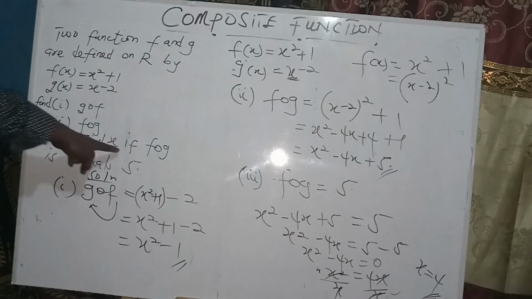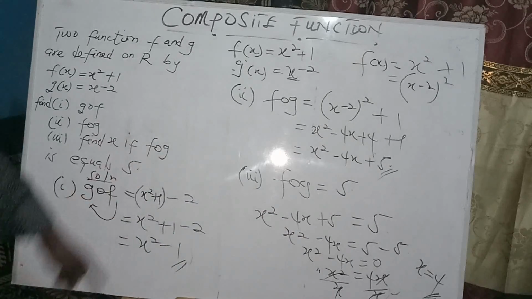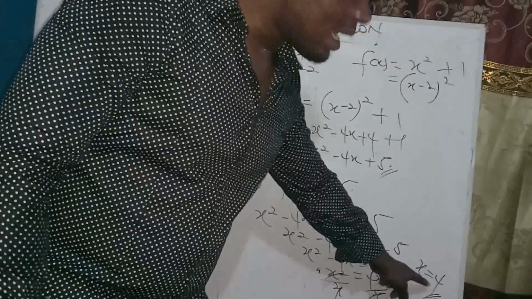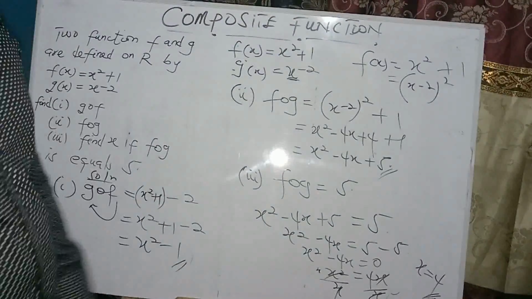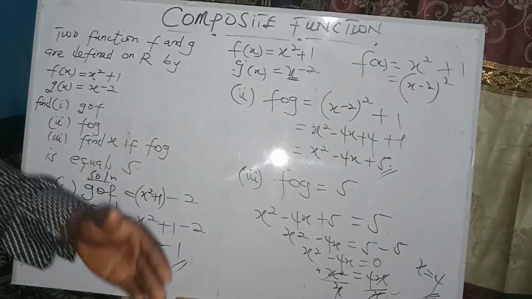They say find x if f of g is equal to 5, and we have gotten the value of x. You see how simple it is? When it comes to composite functions, it's nothing so difficult.